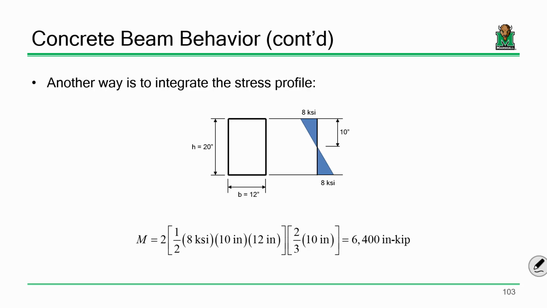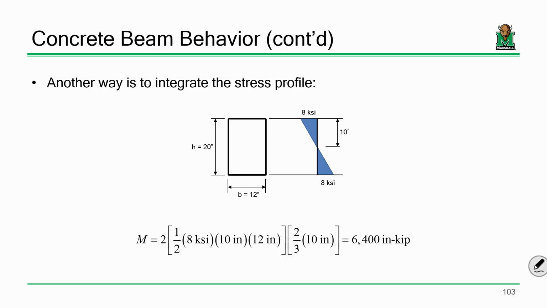Would you agree with me that what I'm asking, what is the moment required to generate a stress of 8 KSI? I'm talking about a bending stress profile that looks something like this. A fair statement? Okay. Now, let's think about this. I propose that you can take this bending stress profile and integrate it directly and get the answer much more efficiently. Now, what do I mean by that? Let's start off with looking at this bending stress profile.